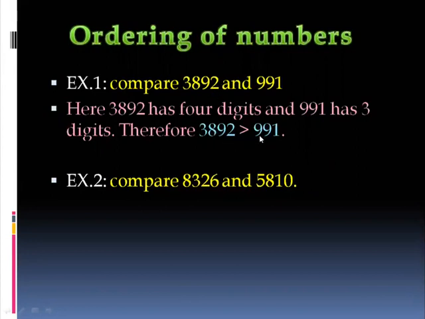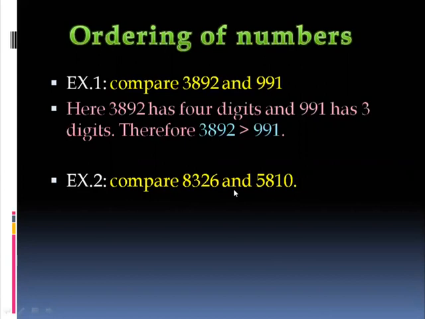Compared to these two numbers, the first number is the largest number, so we have to put this sign. Okay, bigger sign. 3892 is bigger than 991. Okay, next see example 2. Compare 8326 and 5810. Here these two numbers also have 4 digits, right?